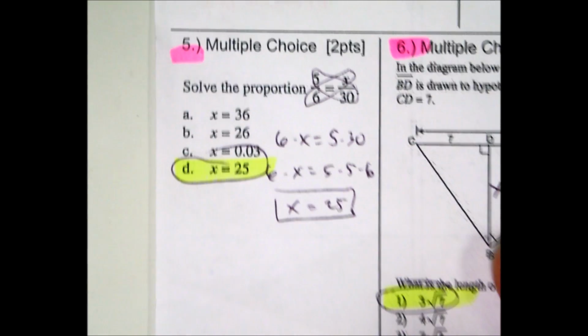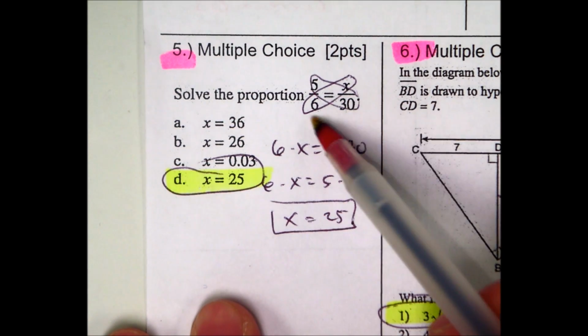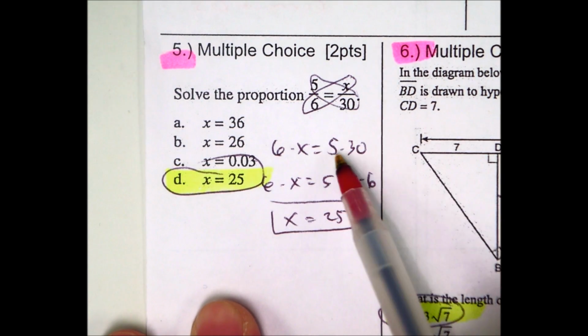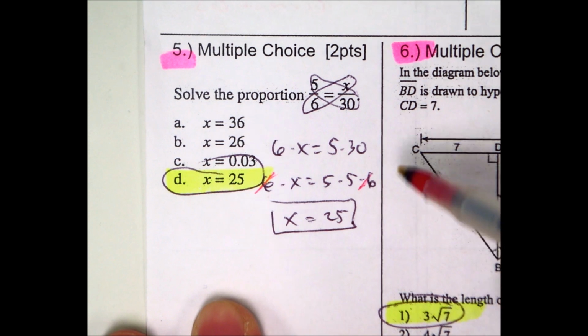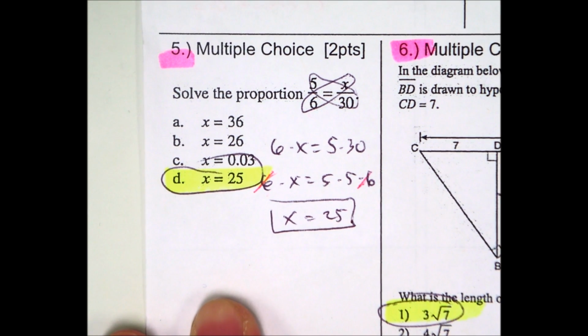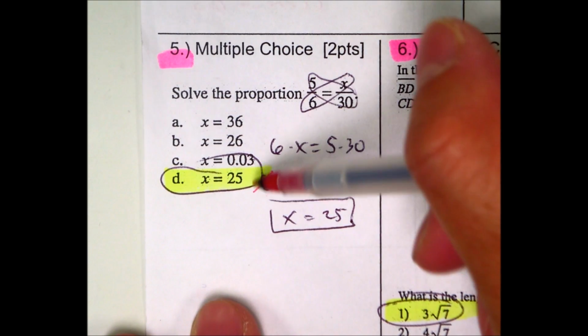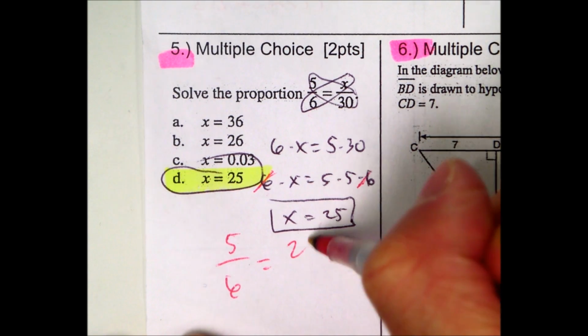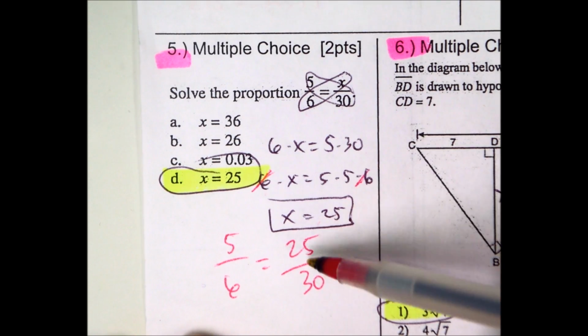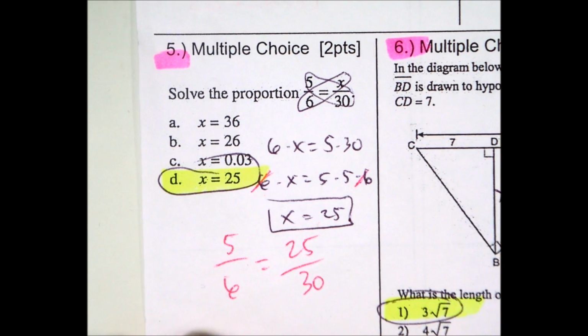Question number 5, solve the proportion. All you have to do is cross multiply. You have 6x, 5 times 30. The factors of 30 are 5 and 6. When you divide the 6's on both sides, they will cancel. And you have 5 times 5, which is 25. Remember, you can always take that number and put it back into your proportions. And then if you ever reduce this, you'll recognize you'll get back to 5, 6.